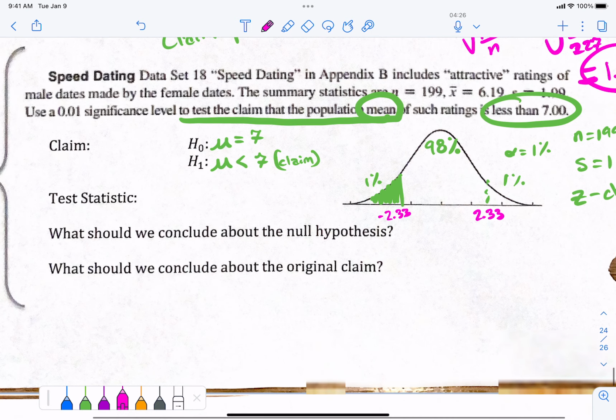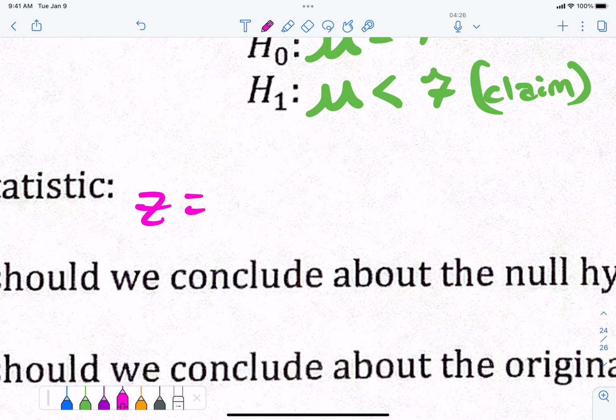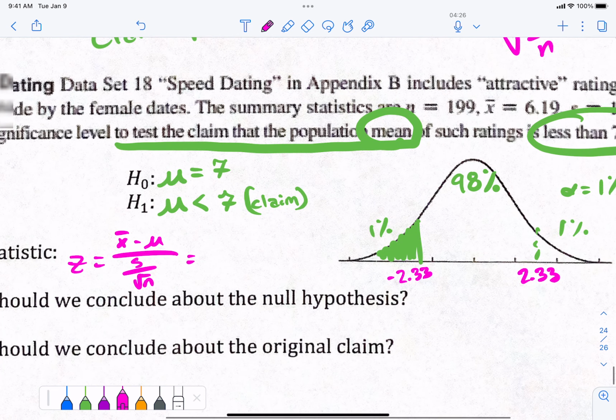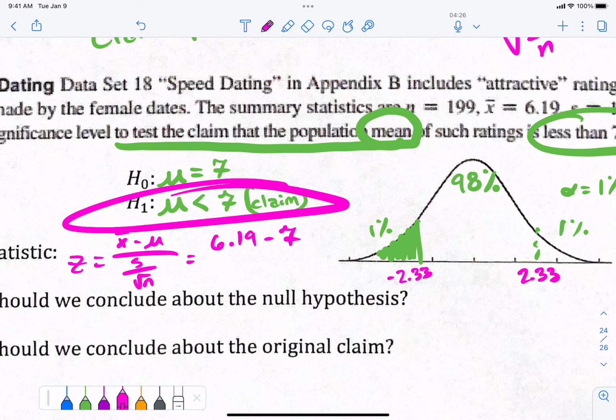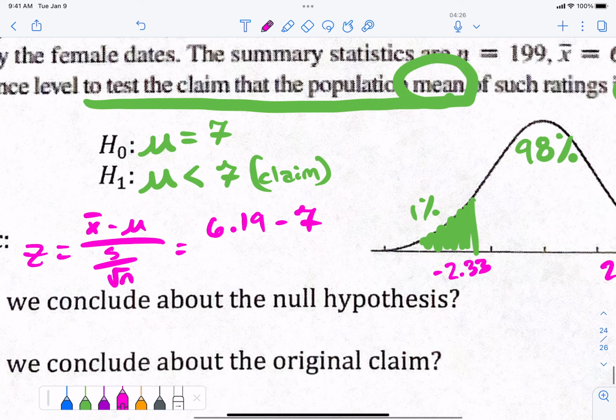Now what do we do? Do the formula. So we need z equals, and the formula for this one, you've got to help me. X bar minus mu over s over the square root of n. Oh, shoot, we don't have x bar. What's x bar? 6.19 minus 7. So we are comparing 6.19 to 7. Now, I understand that 6.19 is, in fact, less than 7. But is that just for our sample, or would that be for every sample? That's what we're trying to test, okay?